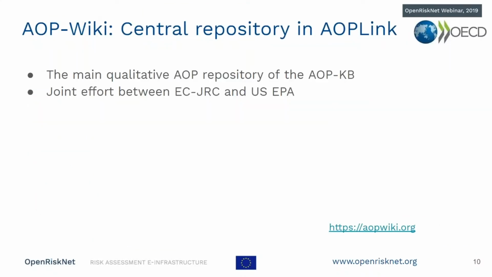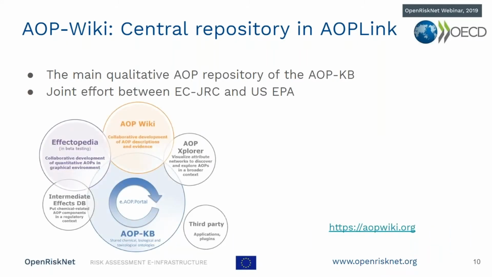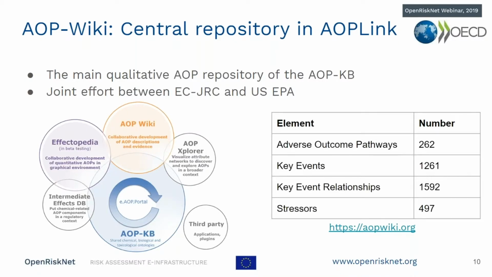So the main component of this case study is the AOP-Wiki. It is a central repository for adverse outcome pathways, qualitative adverse outcome pathways, and is part of the larger AOP knowledge base, which is a joint effort between the European Commission Joint Research Centre and the US EPA. Currently, the Adverse Outcome Pathway Wiki, AOP-Wiki, contains over 3,000 entries covering adverse outcome pathways, key event relationships, and stressors as their main components.